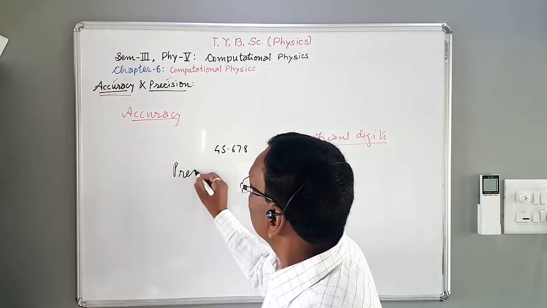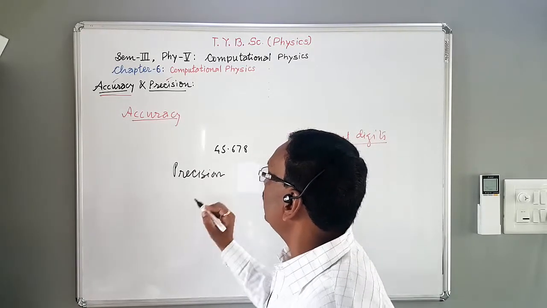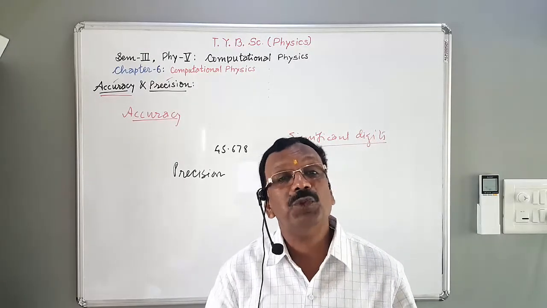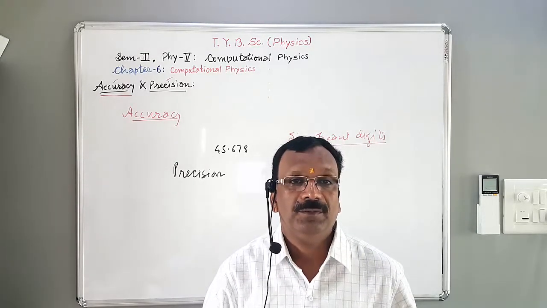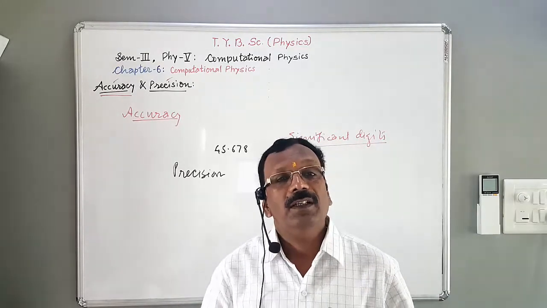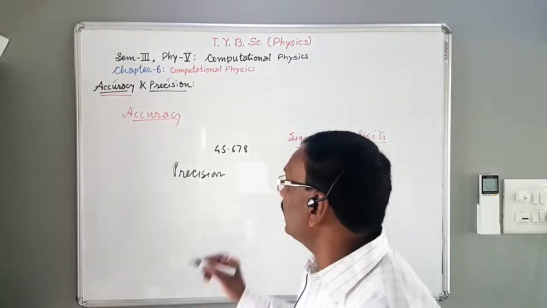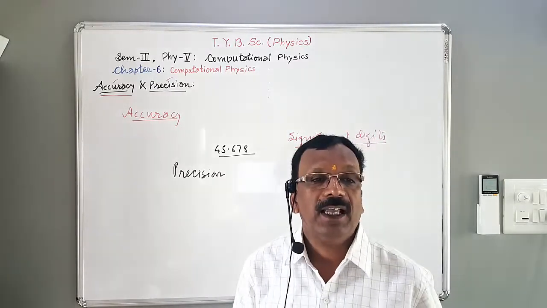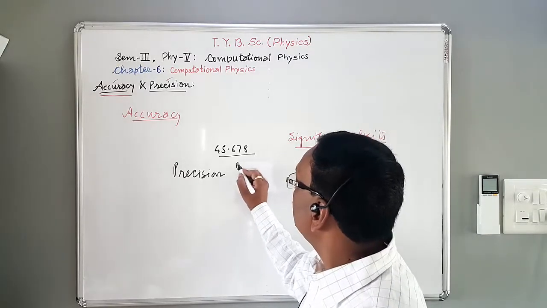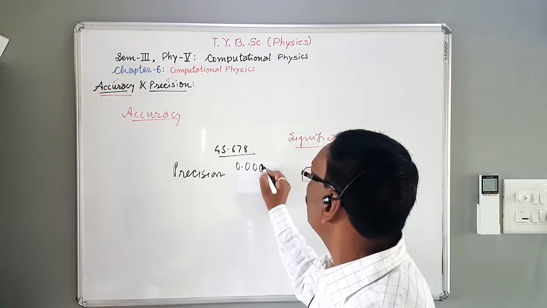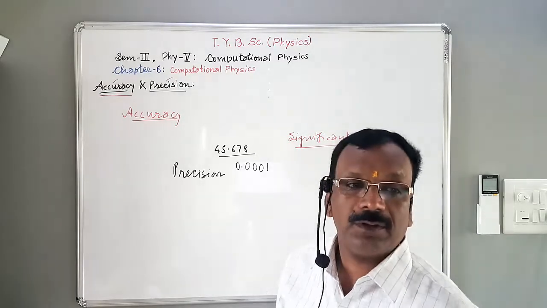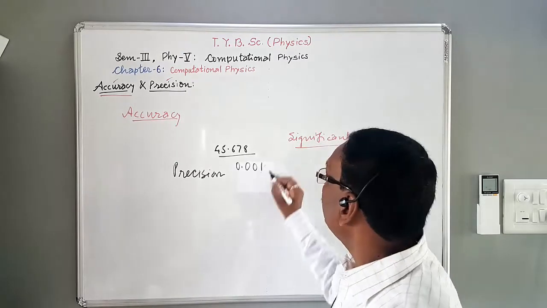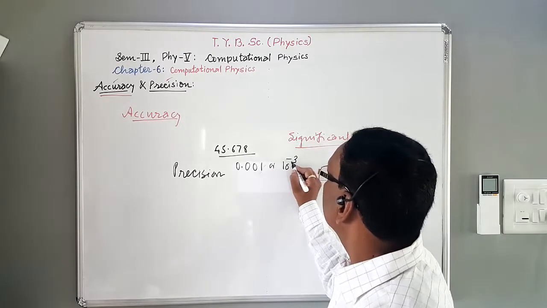Precision refers to the number of decimal positions. For example, the same number 45.678 has precision 0.0001. Sorry, 0.001, or simply 10 raised to minus 3.